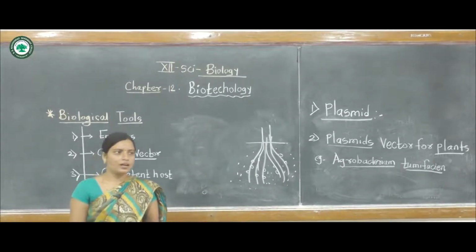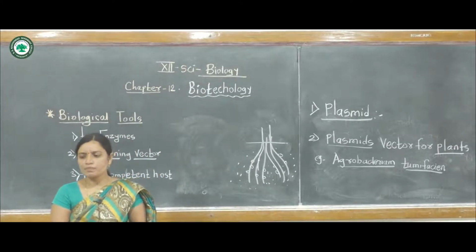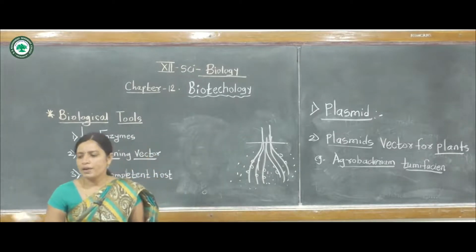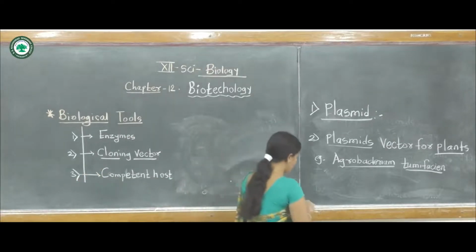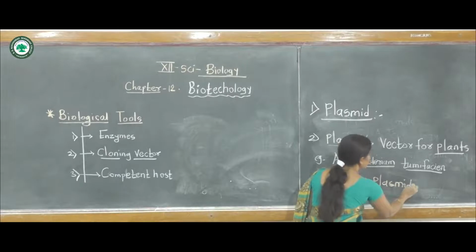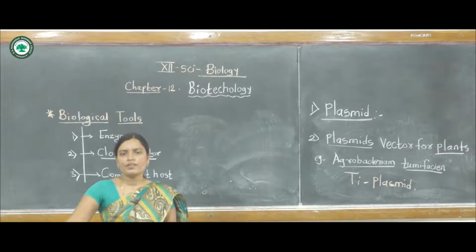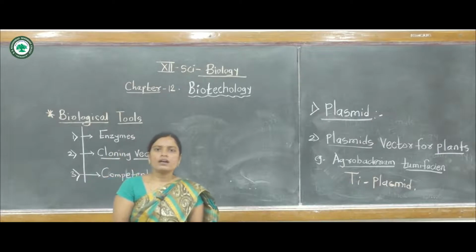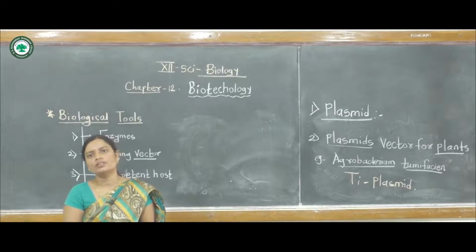Now this Agrobacterium tumefaciens can contain plasmids, and this plasmid is known as the Ti plasmid, or tumor inducing plasmid. This Ti tumor inducing plasmid is found in Agrobacterium tumefaciens. This bacterium is most widely used for gene cloning.